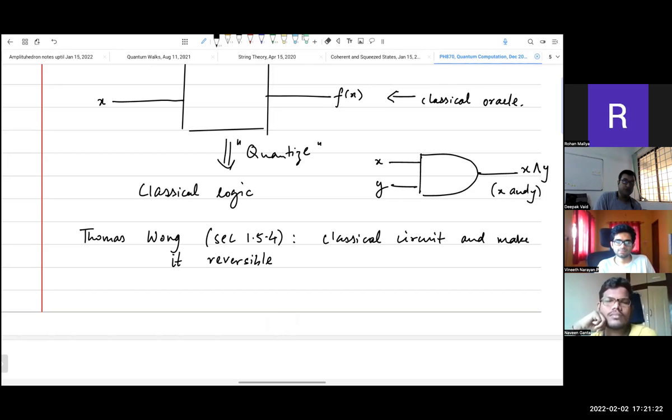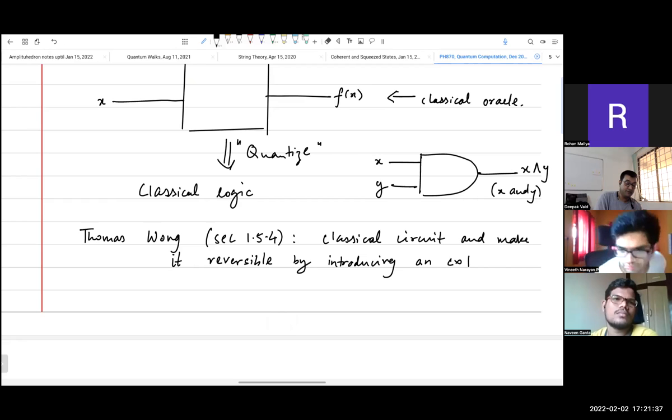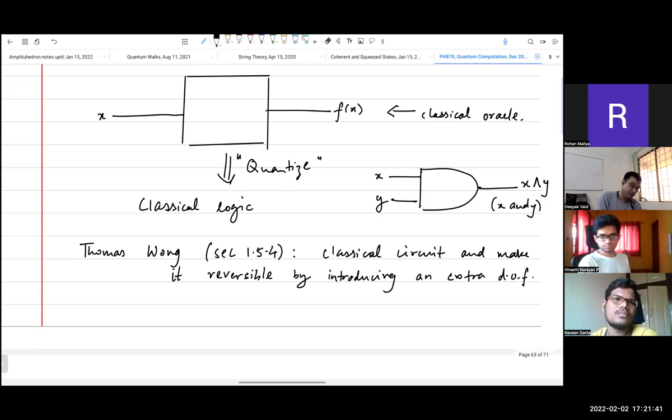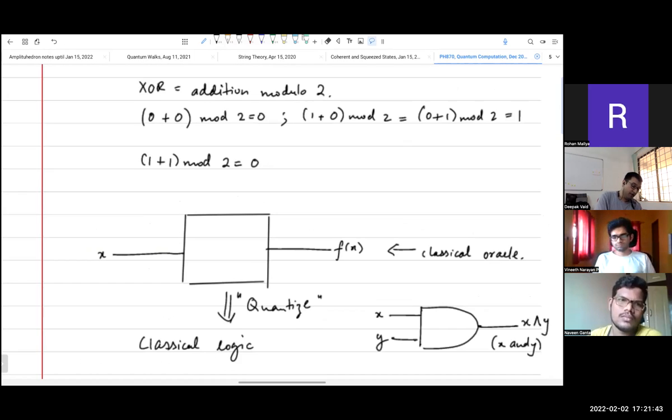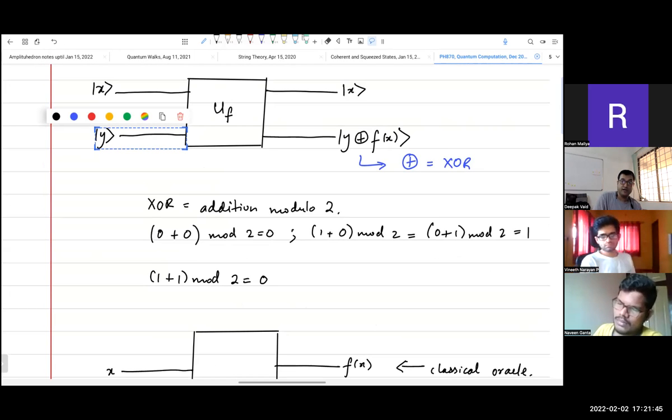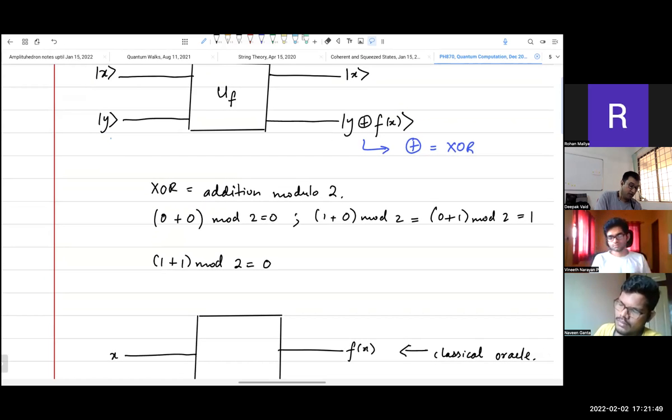So how do you make something reversible? It is by introducing an extra degree of freedom, right? So in this case, what is that degree of freedom? It is this y, right? So this y, we can call it our ancilla.